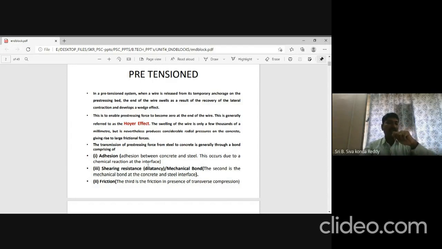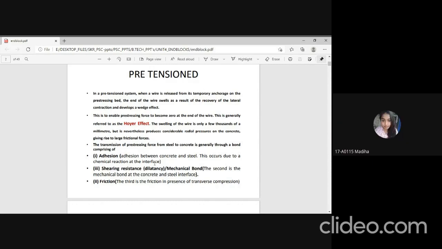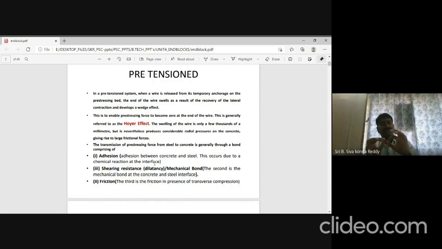Now this occurs due to chemical reaction at the interface. So how is this bond going to happen? The first thing would be adhesion. If you have any chemicals in your cement concrete, this will be acting something like a gum. It is very negligible and would move off very easily.